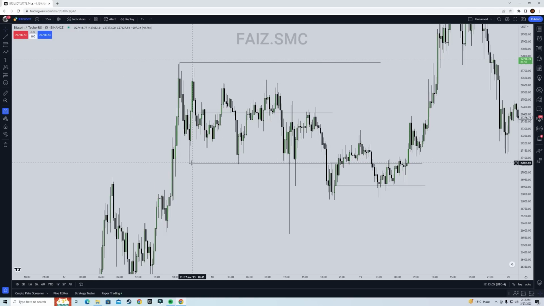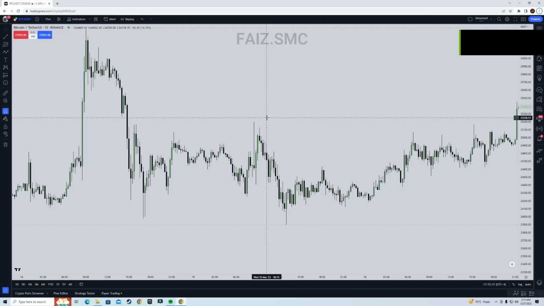So for me, on the range low, we have 3 reactions as well. So this is the first reaction, this is the second, and this is the third. Okay, I could consider this as a second reaction as well, but I like these prominent moves like this. So let me give you guys another example. All right, so this is a very interesting example.